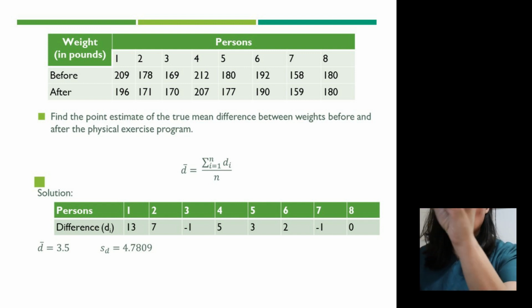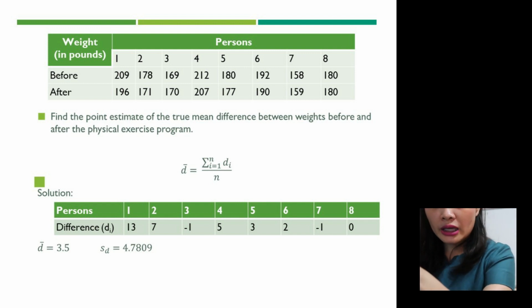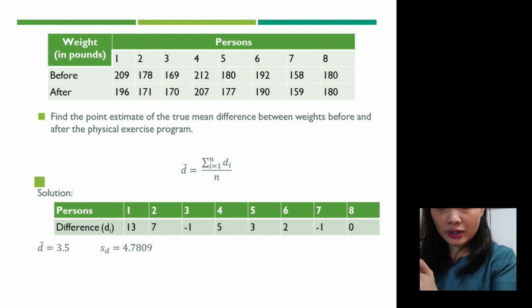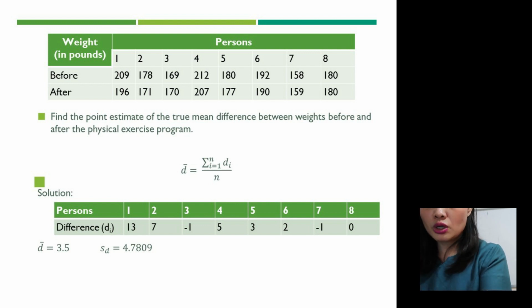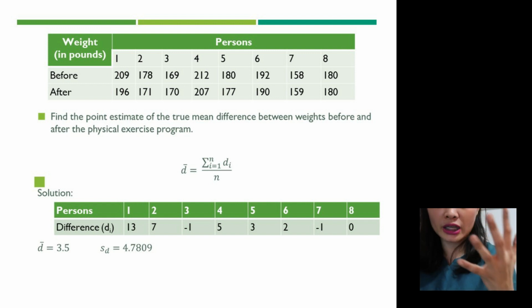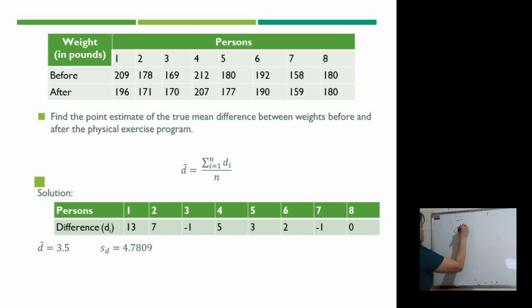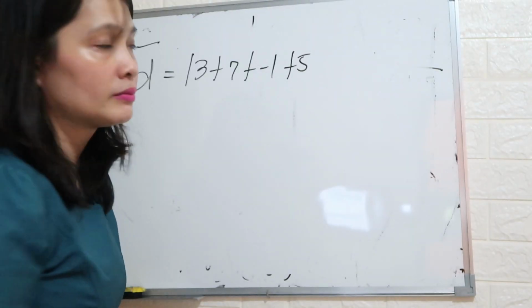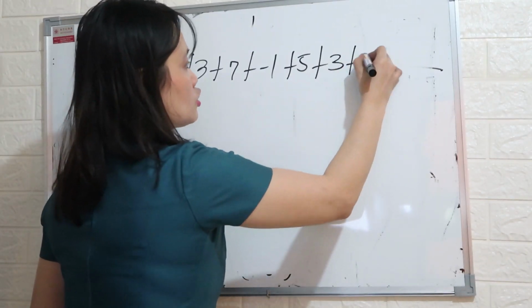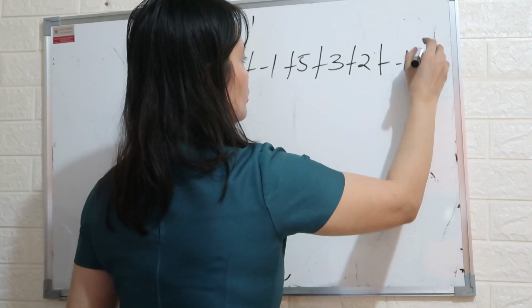209 minus 196, the difference is 13. 178 minus 171, you do have 7. 169 minus 170, you do have negative 1. 212 minus 207, 5. 180 minus 177, 3. 192 minus 190, you do have 2. 158 minus 159, you do have negative 1. And then 180 minus 180, you do have 0. That's the difference. Now, to solve for the mean difference, you just simply add: 13 plus 7 plus negative 1 plus 5 plus 3 plus 2 plus negative 1 plus 0.